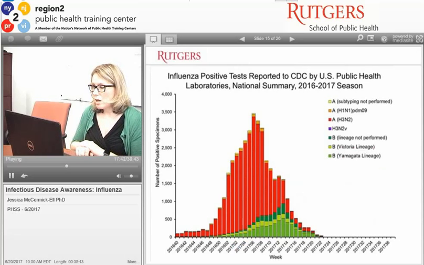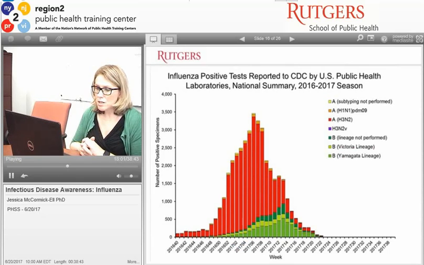So influenza every year has quite the run. Some years, I'll show you a slide in a second, flu season starts earlier and sometimes drags out. Sometimes there's a very limited time window. It really depends on the viruses that are circulating.